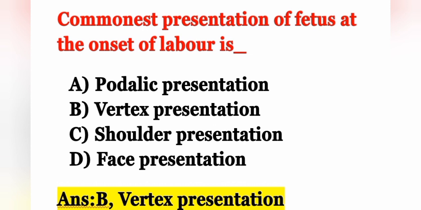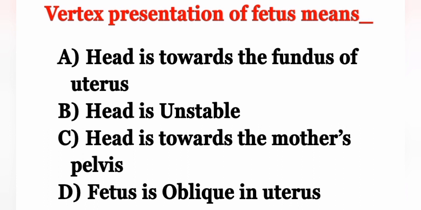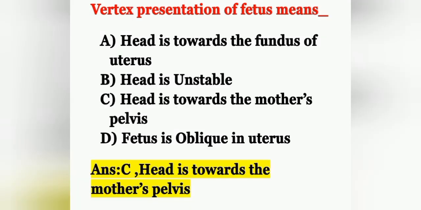And the next question, the last question in the series: vertex presentation of the fetus means? Option A, head is towards the fundus of the uterus. Option B, head is unstable. Option C, head is towards the mother's pelvis. Option D, fetus is oblique in uterus. Vertex presentation of the fetus means the head is towards the mother's pelvis. Option C is the correct answer.